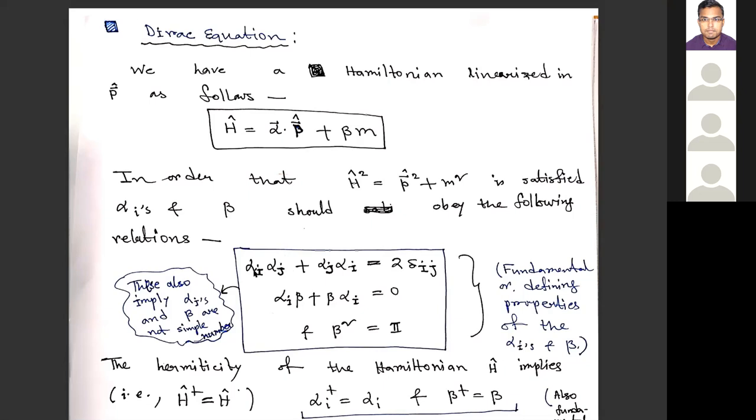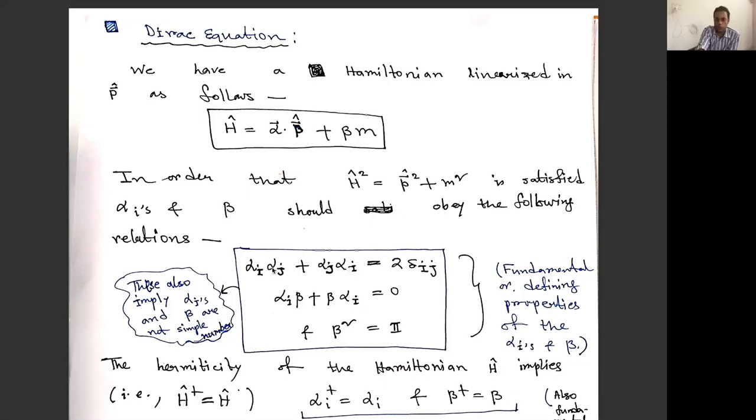Different alpha 1 and alpha 2 anti-commute with each other, because this will be 0 in that case. Alpha 2, alpha 3 anti-commute, alpha 3, alpha 1 anti-commute with each other. And if you put i equal to j equal to 1, it will be twice alpha 1 squared. And on this side you will get 2, because I'm just substituting i equal to 1 and j equal to 1. So delta 1 1 is just 1. So twice alpha 1 squared is 2, so alpha 1 squared is just 1, right?